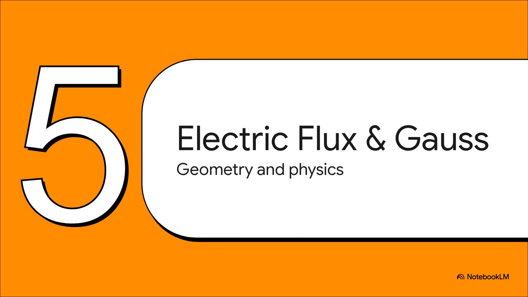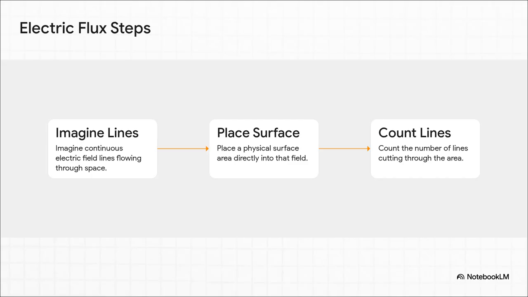And finally, we arrive at Section 5, Electric Flux and Gauss. Okay, to really grasp Gauss's law, we first have to build up the concept of electric flux. Let's break it down into 3 easy steps. Step 1. Picture those continuous electric field lines we just mapped out flowing through 3-dimensional space. Step 2. Imagine placing a surface area, like a flat square or maybe even a curved balloon, directly into that flowing field. Step 3. Simply count the number of field lines that are physically cutting through that surface area. That count, that is your measure of electric flux.